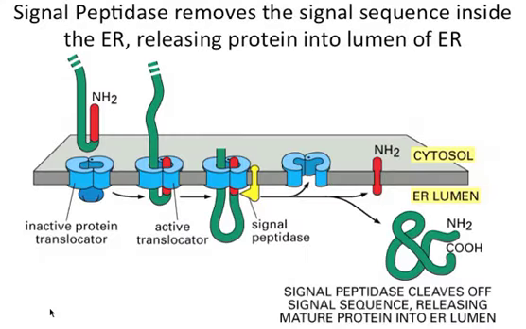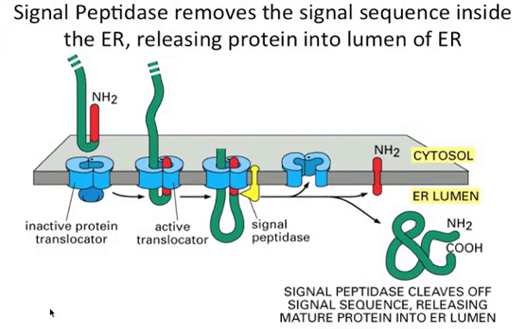Okay, so I said that the signal sequence is removed. That's done by a signal peptidase, right? Signal peptidase. You can't go wrong with that, right? Because, like the ACE enzyme, signal peptidase removes the signal sequence. Okay, and this happens in the ER, and it releases the protein in the ER, right?